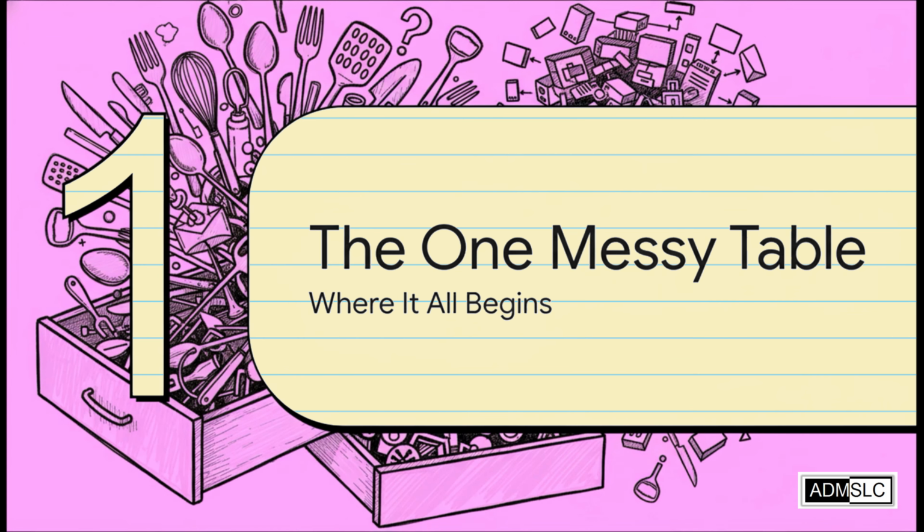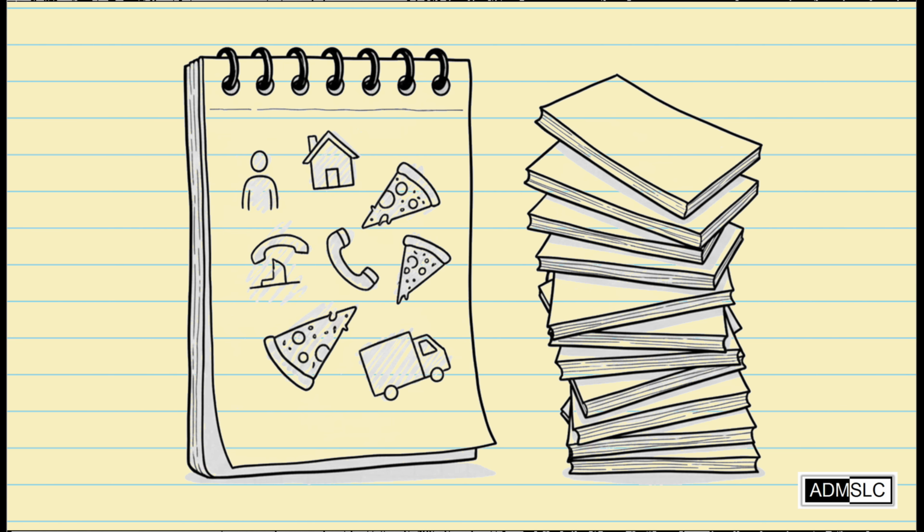Okay, let's jump right into section 1, the one messy table. Before we can start organizing anything, we really have to understand the mess we're in. This is our before picture, that chaotic kitchen drawer where everything has just been tossed in together. To make this super real, just picture a busy Friday night at our pizza shop. A waiter takes an order over the phone and just scribbles everything down on one single notepad. John Smith, his address, his phone number, the 2 pizzas he wants, and the driver who's going to deliver it.